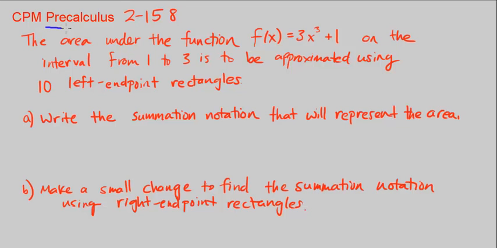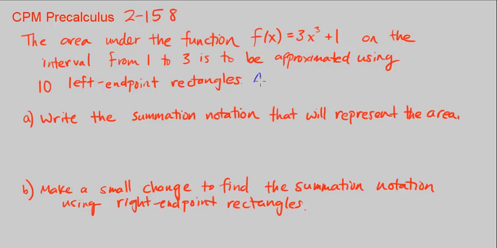This is CPM Precalculus Chapter 2, number 158. So we're trying to look for the area under the function f of x is equal to 3x cubed plus 1 on the interval from 1 to 3. And we want to approximate it using 10 left endpoint rectangles. Actually, we know how to do this.